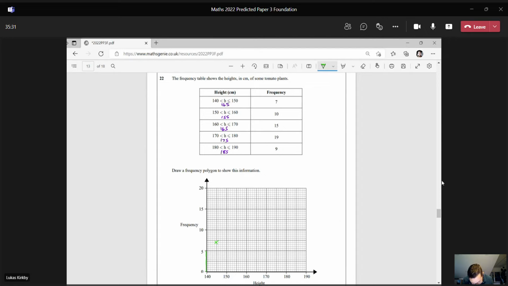155 is 10. 165 is 15. 175 is 19. And 185 is 9. Lovely. And then you just join with a ruler, like I'm doing. You just join up all the crosses like that.